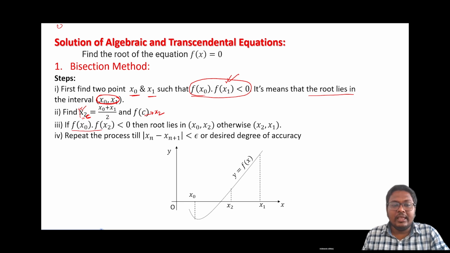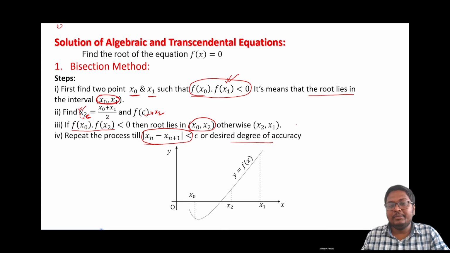Okay, so whenever you have found the value f of x2, after that you have to check whether f of x0 into f of x2 is less than 0, or f of x2 into f of x1 is less than 0. So which one is less than 0? Then the root lies in that interval.